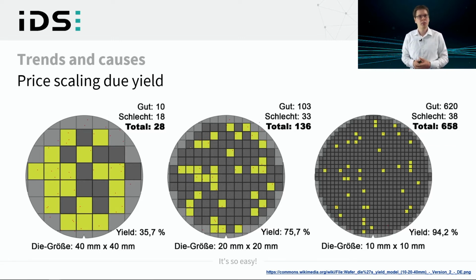For our example, lowering the chip area by a factor of 16, from left 40 by 40 mm to 10 by 10 mm at the right, raises the amount of good chips by a factor of 62. The yield goes up from 35% to 94%. Now we can get back to our question, why at all make pixels smaller considering the lower performance?